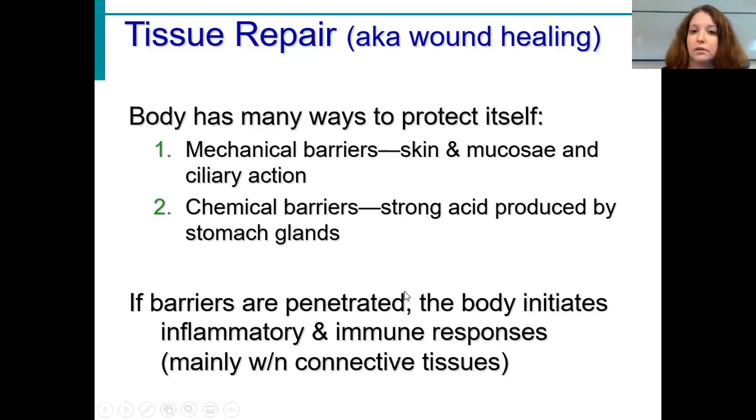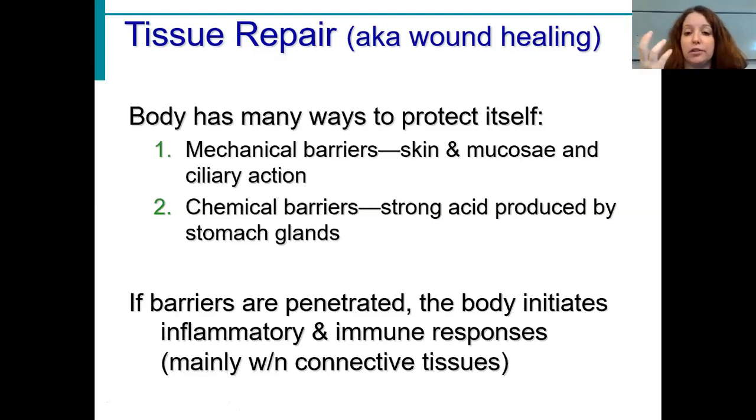Most of our tissues can repair themselves, blessed be, because if not, we would die very quickly on this planet, because we would just rub everything away or break it, and that would be the end of us if they didn't repair. You have mechanical barriers to protect us, skin and mucosa, and that ciliary action I talked about in the respiratory and the digestive tracts, the last PowerPoint. And then chemical barriers like stomach acid and sweat on our skin.